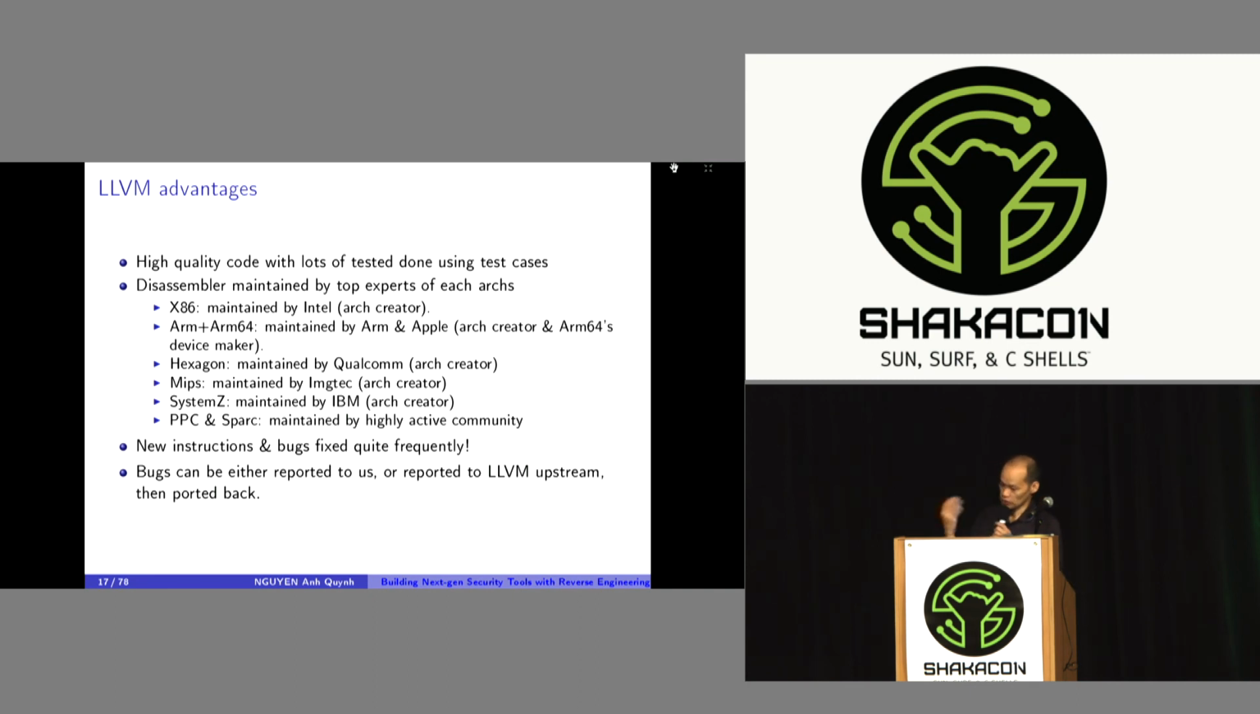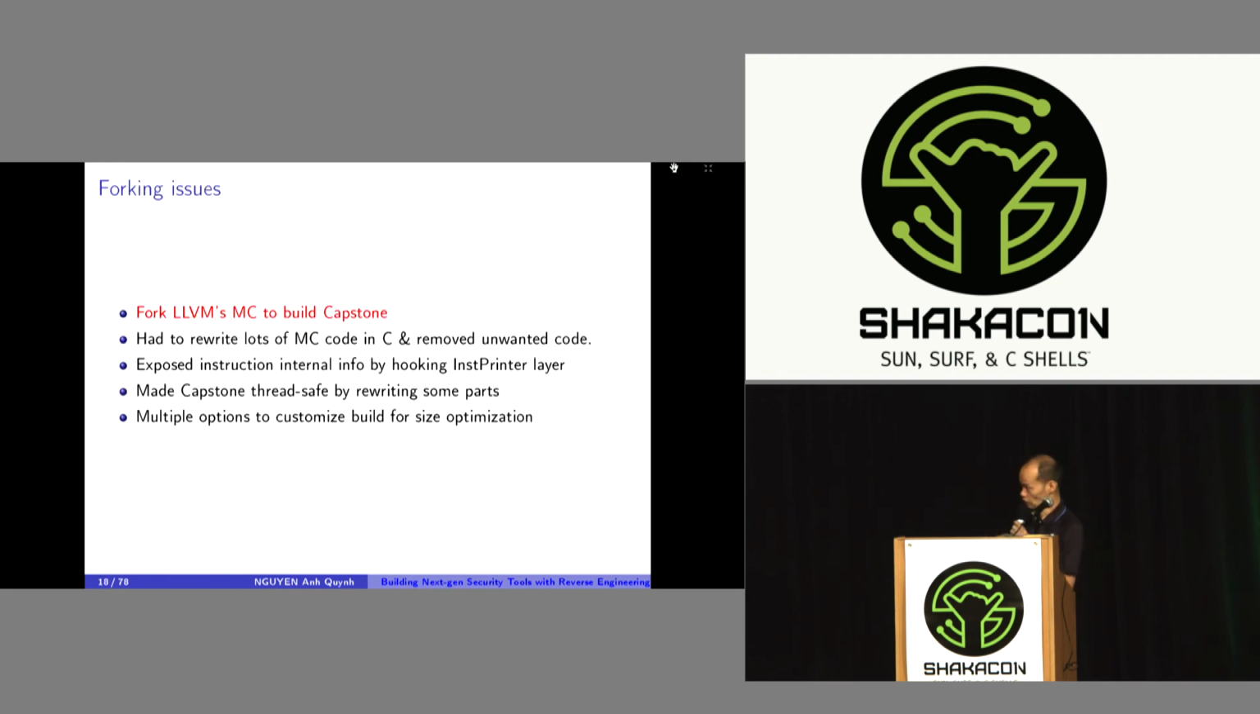Because of this, whenever the CPU vendors produce a new CPU, they quickly add the new instructions into LLVM. And all the bugs are fixed very frequently. So it's good that you can fork MC to build Keystone, but there are many issues.